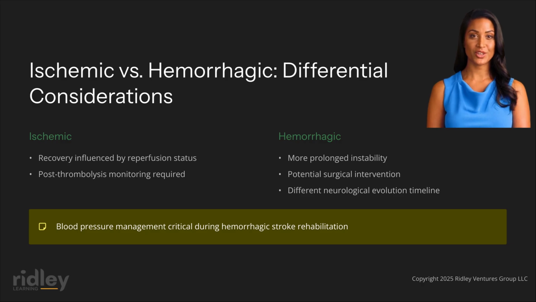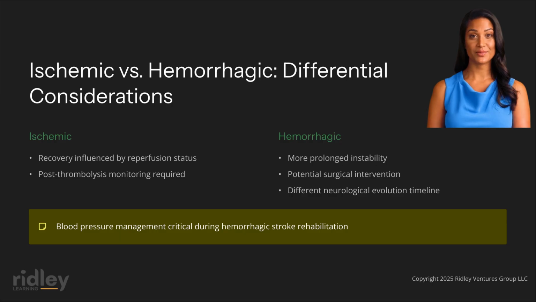The rehabilitation trajectory following ischemic stroke is heavily influenced by reperfusion status, with patients who achieve successful recanalization through thrombolysis or thrombectomy often demonstrating more favorable recovery patterns than those with persistent occlusion. Post-thrombolysis monitoring requirements and hemorrhagic transformation risk must be considered when planning early rehabilitation activities.